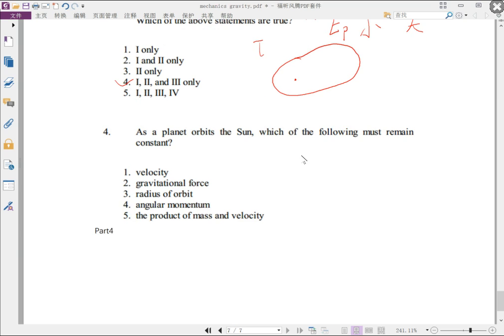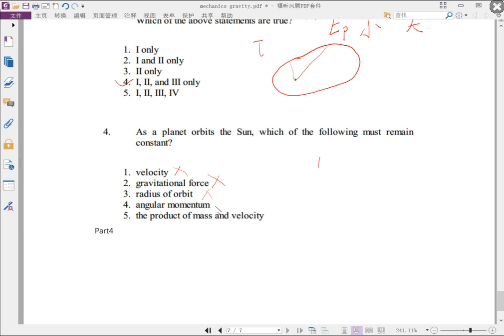As the planet orbits the sun, which of the following must remain constant? Okay. Velocity is not necessarily a constant because it can be an elliptical orbit rather than a circular orbit. So it can experience change in velocity because of change of kinetic energy. So velocity is not necessarily constant. Gravitational force, of course, is not necessarily constant because it can have different r, different distance from the sun. Radius of orbit, of course, is not necessarily a constant.